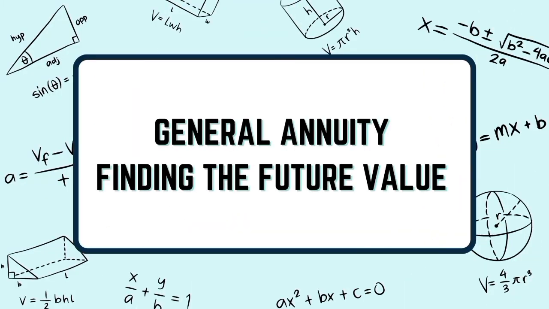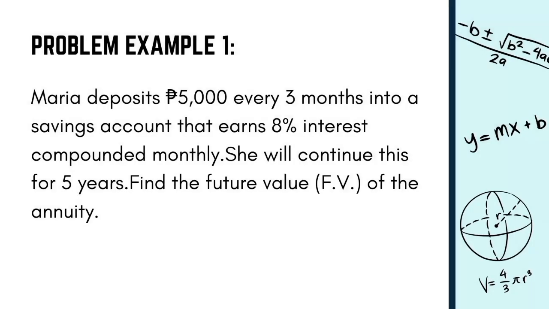Good day, ma'am. My name is Carla Jean Kayakay, and this is my assigned topic: General Annuity, Finding the Future Value. So here's the problem, Example 1. Maria deposits 5,000 pesos every 3 months into a savings account that earns 8% interest compounded monthly. She will continue this for 5 years. Find the future value of the annuity.